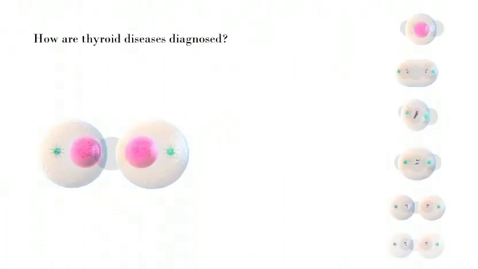Now we will see how thyroid diseases are diagnosed. The first thing is blood tests. Blood tests are done to diagnose thyroid diseases. And the next is the radioactive iodine uptake test. This test is done to diagnose thyroid diseases.